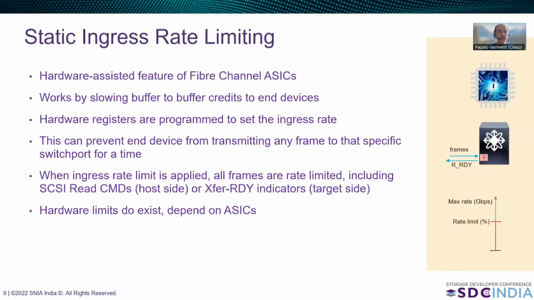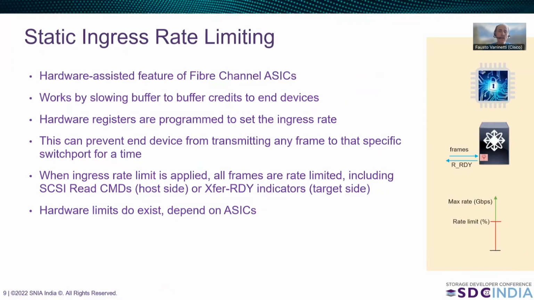The majority of switching devices have the capability to set a static limit for the ingress rate of frames. The way it works is by slowing down the buffer-to-buffer credits toward end devices. It's an ASIC-level capability, so it depends on the ASICs. Not everyone is doing something identical, but more or less it's a pretty common capability.